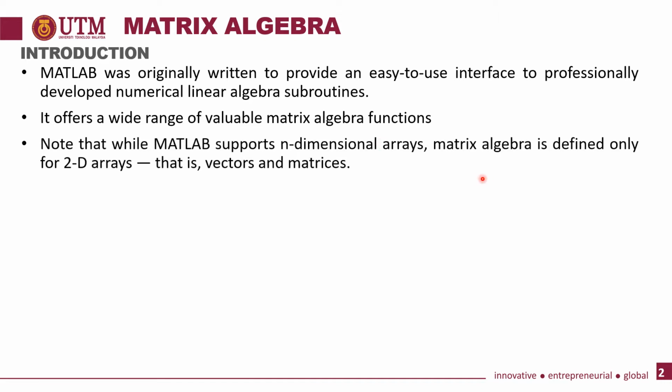Note that while MATLAB supports n-dimensional arrays, matrix algebra is defined only for 2D arrays, that is vectors and matrices. As you all know, MATLAB supports 3D arrays, 4D arrays, and so on. But matrix algebra is only supported for 2D arrays. For vectors we have two types: a column vector or a row vector. Vectors have either one row or one column, while matrices have multiple rows and multiple columns. All vectors and matrices must be 2D in order to compute matrix algebra in MATLAB.